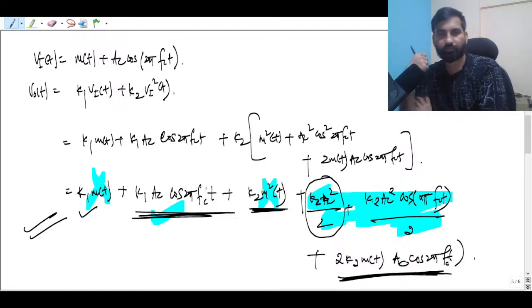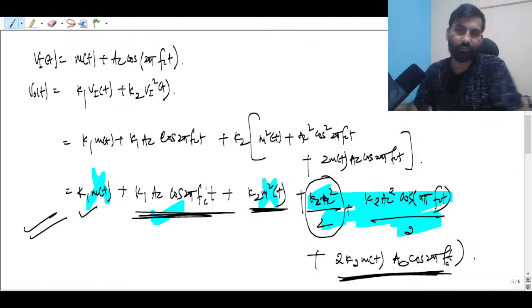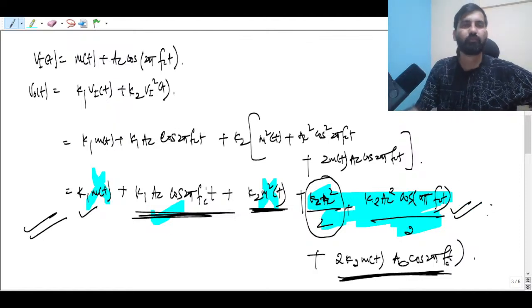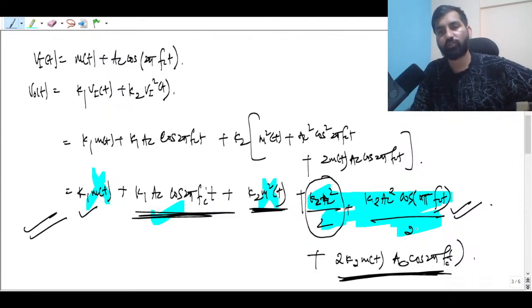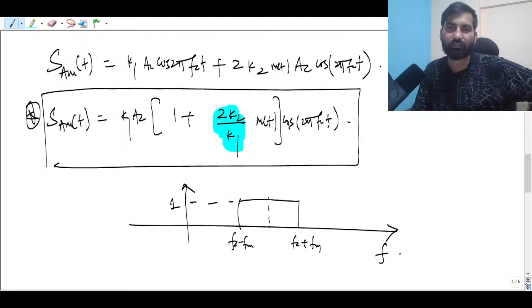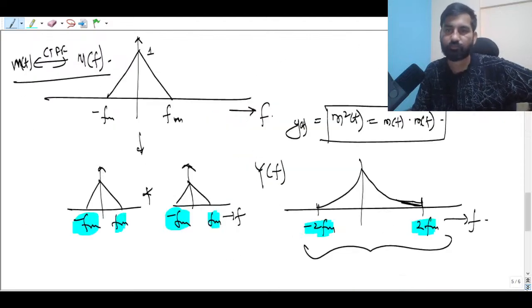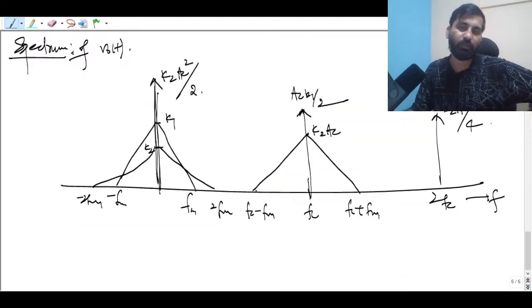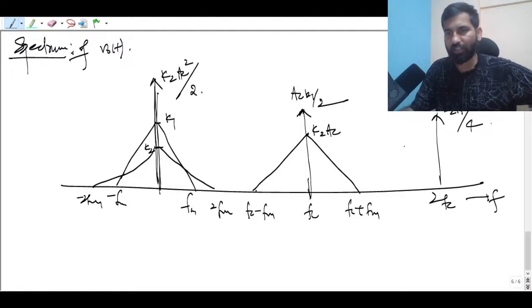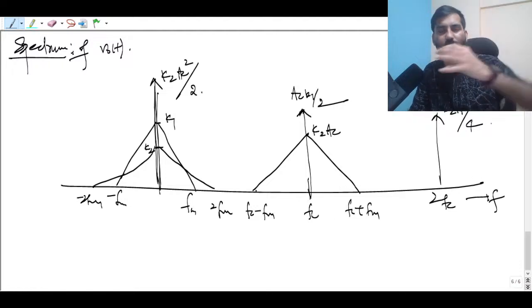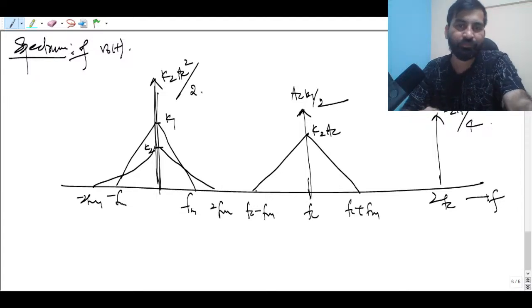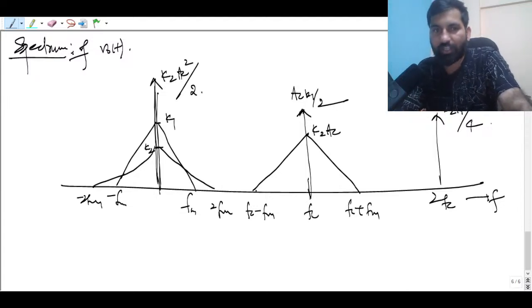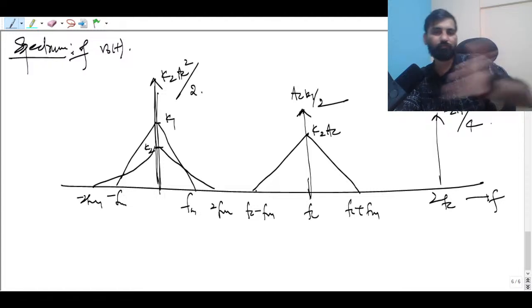So this is the scenario, K2 Ac square by 4. In this case, K2 Ac square by 4 will be the Fourier transform, an impulse. So this is the impulse that I have drawn, and it will also have the negative counterpart that I'm not drawing. Please remember that. I'm not plotting the negative side, we are drawing only the positive.